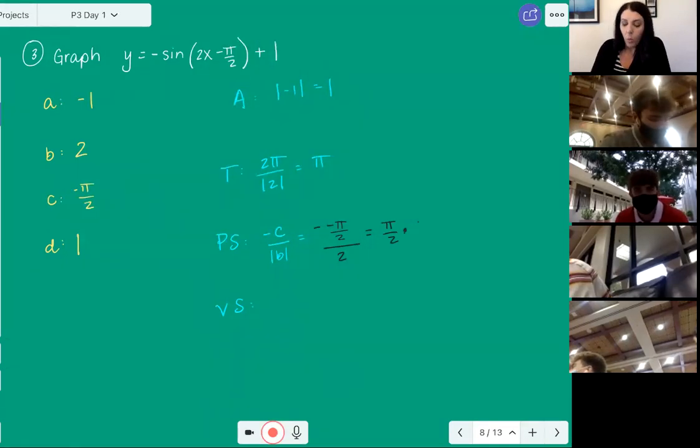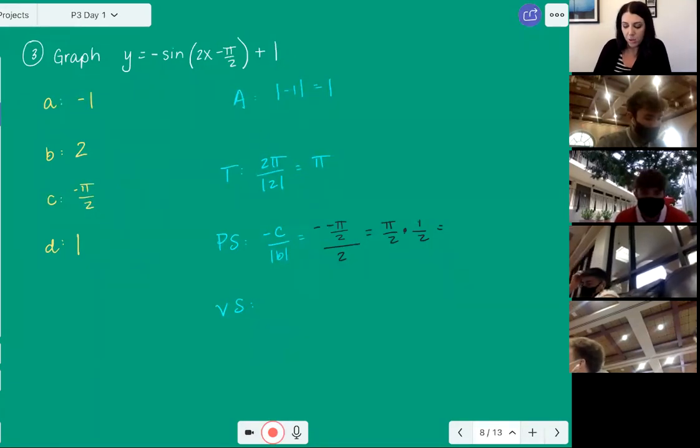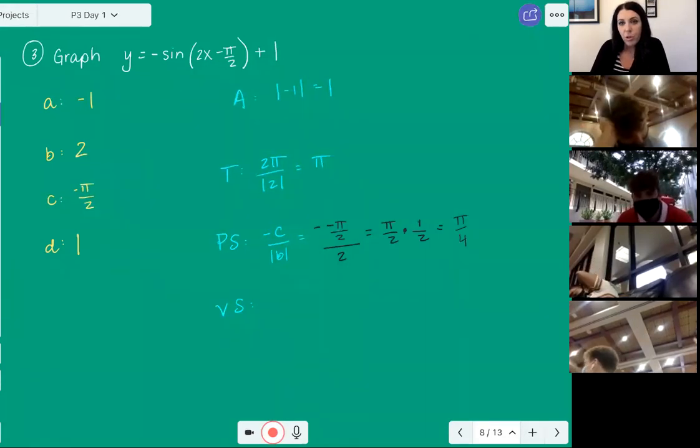Times 1/2. 1/2, there you go. I think that's what you meant, but you said pi halves. Okay, so we have pi over 2 times 1/2, which is equal to what? Pi over 4. Okay, so what does that mean? How did our graph move? That means that it's shifted right by pi over 4. Perfect, exactly right. Great job.